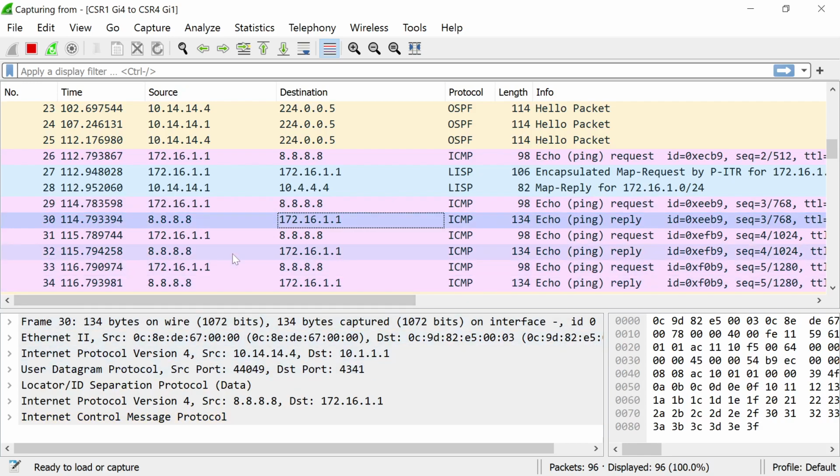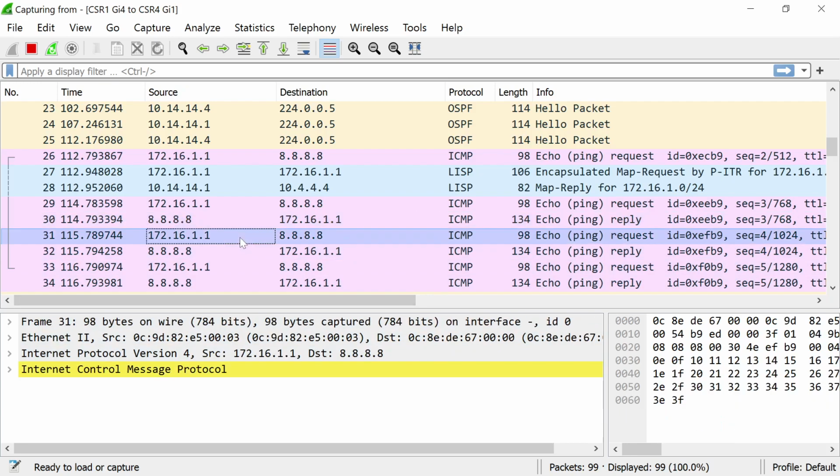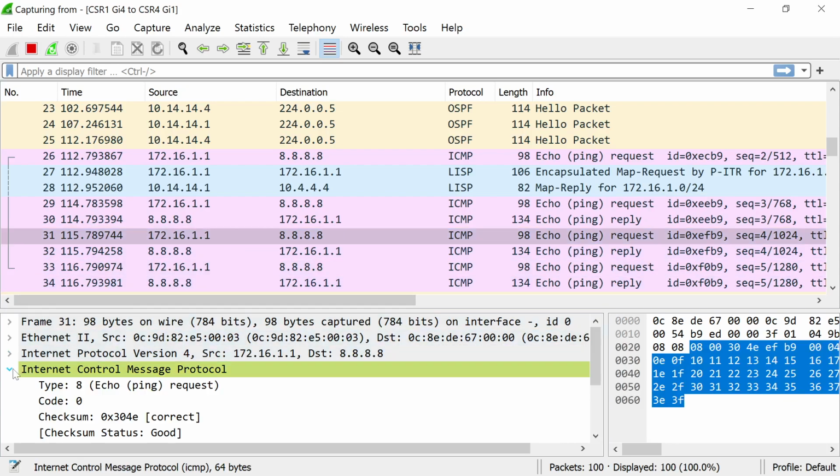So the data that arrives at the proxy becomes tunneled using the destination port 4341, but the data that comes from the LISP domain into the non-LISP site for some reason is not being tunneled.